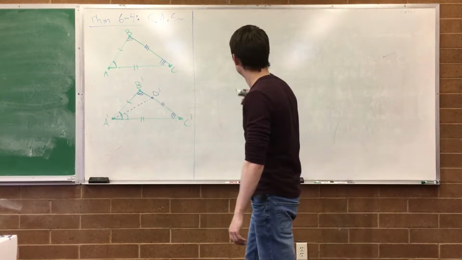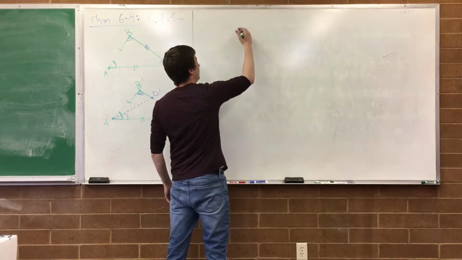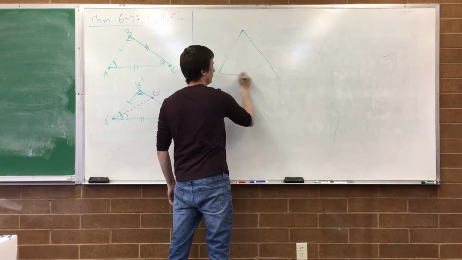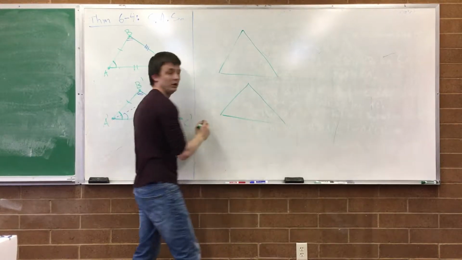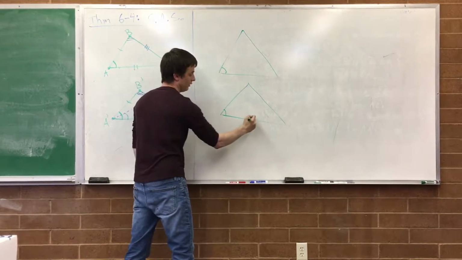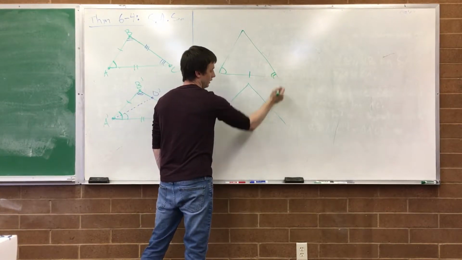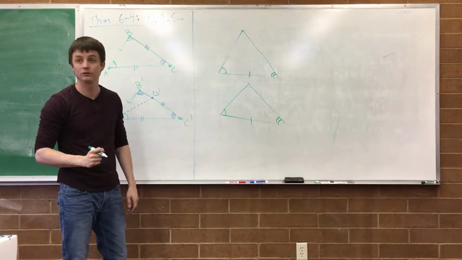After you erase them. Let's go over big picture one more time without all the words. We'll just draw it out. We've got two triangles. And we know that this angle is congruent to this angle, this side is congruent to this side, this angle is congruent to this angle. Right? That's what we know.